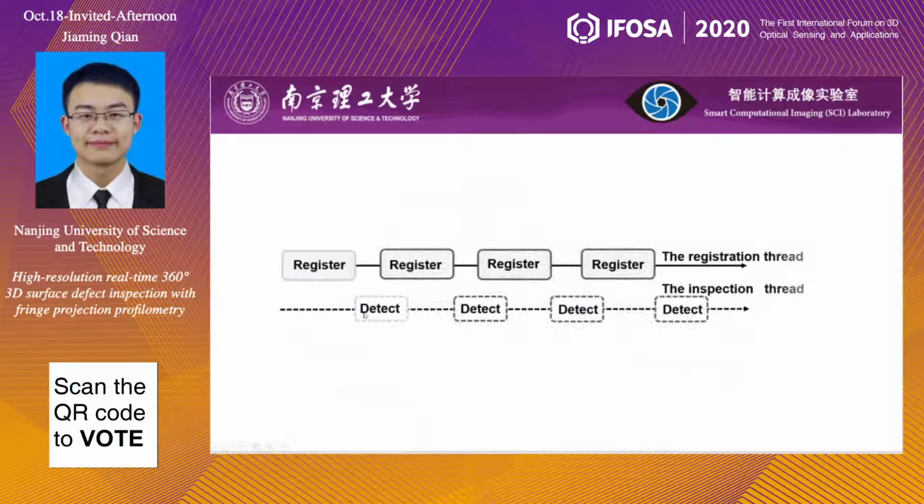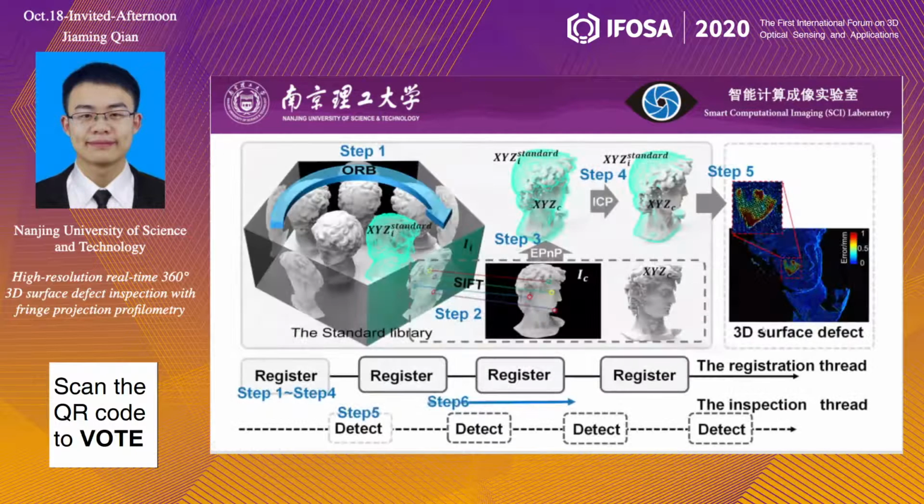In order to further improve the inspection efficiency, we propose another two-thread mechanism to perform registration and detection at the same time. The whole process of our inspection method can be shown in this figure. We first use the ORB algorithm to find the 2D image in the standard library with most 2D mapping points with IC. Then the more accurate 2D mapping points can be determined by SIFT.